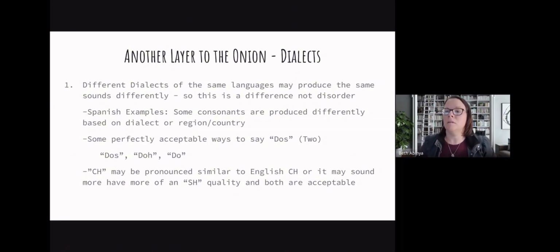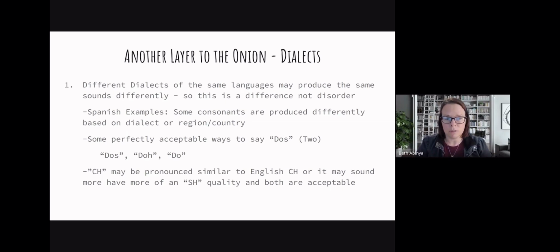So then another layer to the onion is dialects. One language can have different dialects, which means vocabulary can be different and sounds can be produced differently. So for example, I'm using Spanish just because I can speak Spanish, but some consonants are produced differently in Spanish based on dialect or region, country that you're from. Even sometimes in the same country, the regions in the countries, the dialects are different.